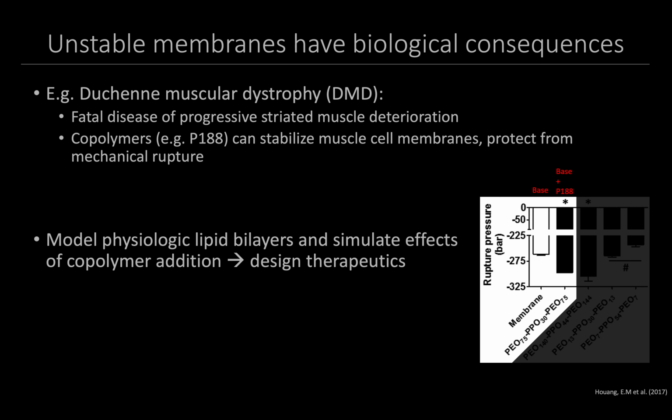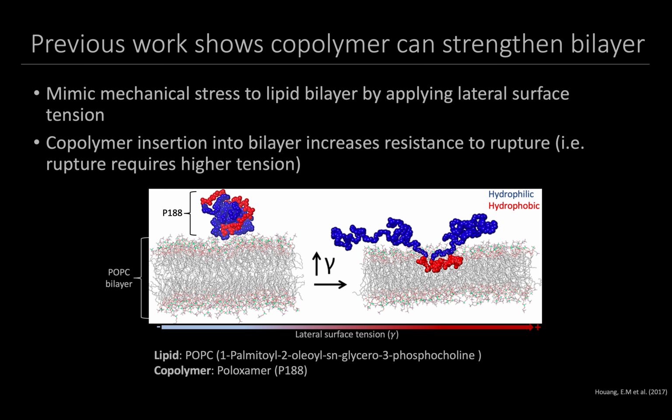With the aim of helping to design copolymers that improve membrane integrity, I've been working to model physiologically representative bilayers and simulate how copolymers influence membrane integrity. As I said, copolymers can strengthen lipid bilayers by inserting themselves in between the lipids of a membrane and conferring resistance to rupture. In silico, this mechanical stress that leads to bilayer rupture can be mimicked by applying lateral surface tension to the membrane.